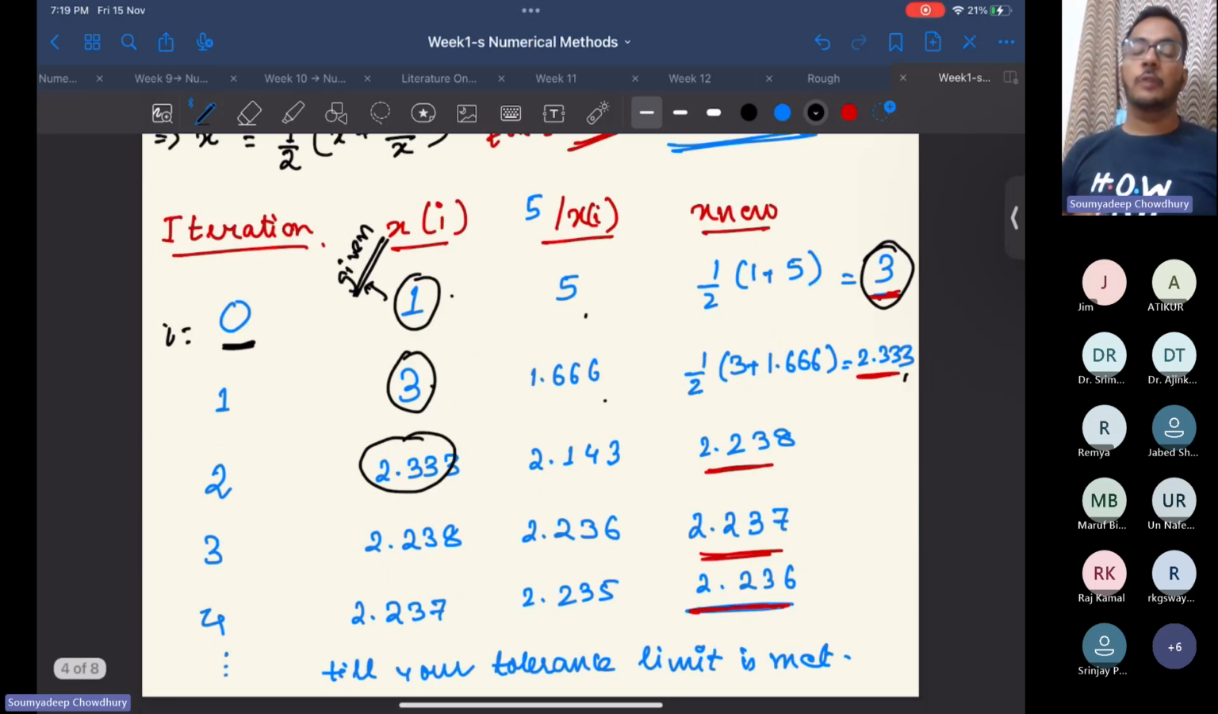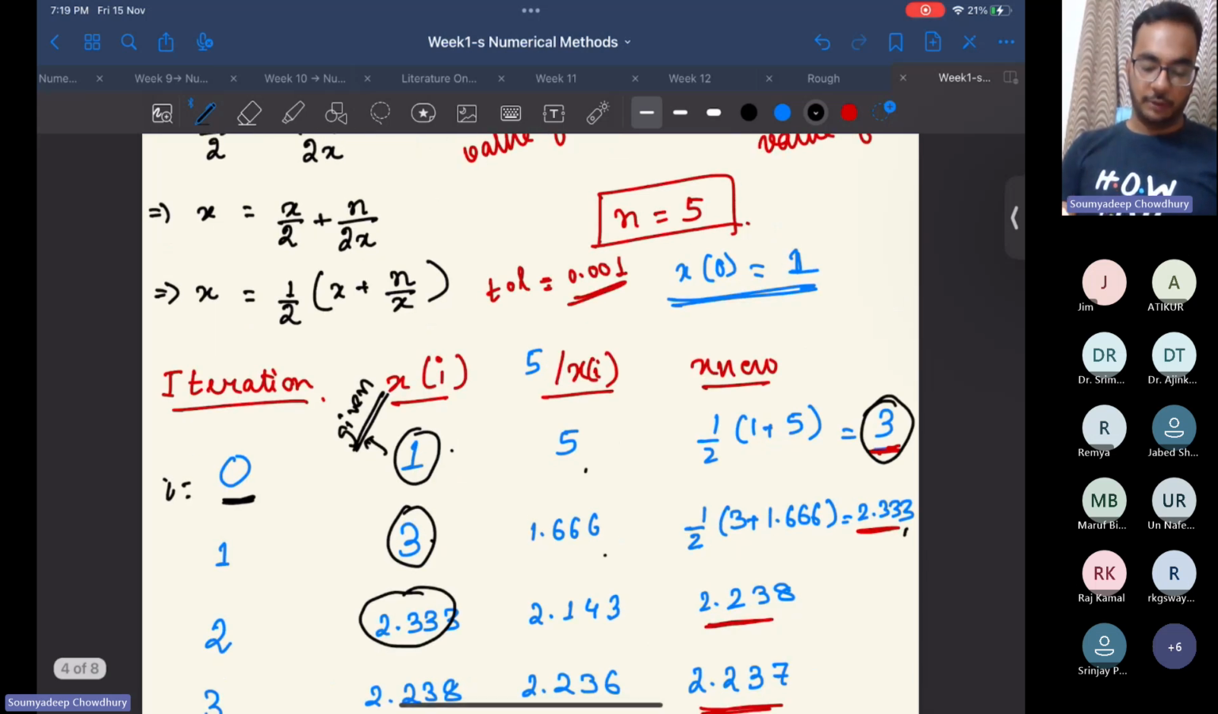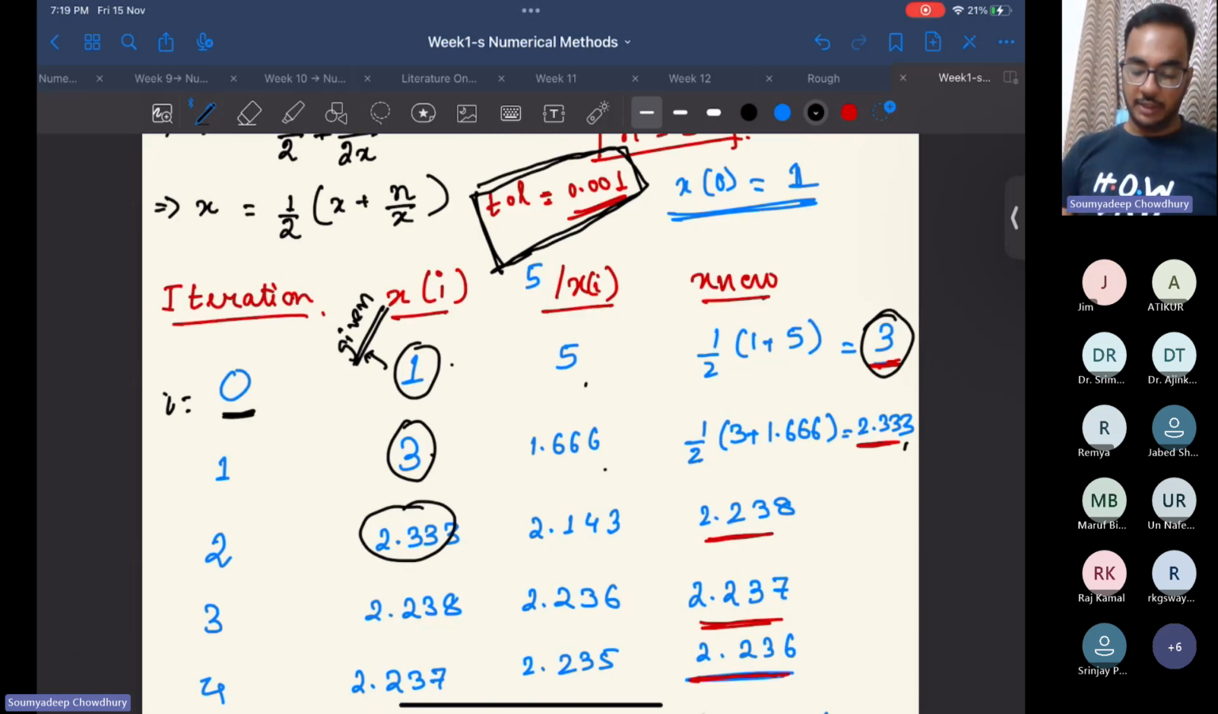Now you might ask, how many times do I need to perform this iteration? Your tolerance will be given in the question. Here, tolerance is given as 0.0001. So what does this tolerance mean? At every step, when you calculate the value of x new, you have to find the difference between the value at the present step and the value at the previous step. At the first step I get 2.33, and at the previous step I got 3, so the difference here is about 0.7, and you have to find the percentage difference. Once that percentage difference is less than or equal to this tolerance value, we stop the iteration.